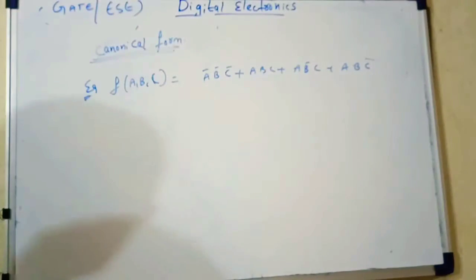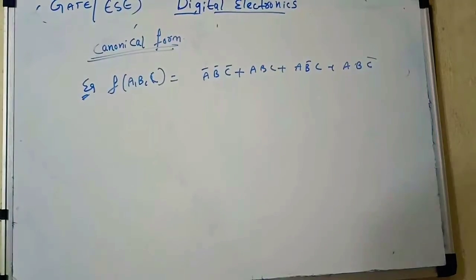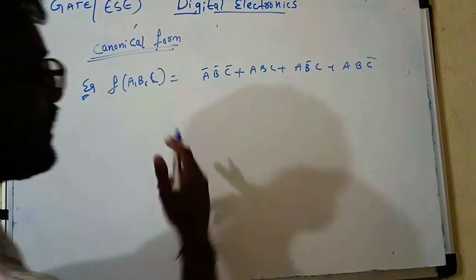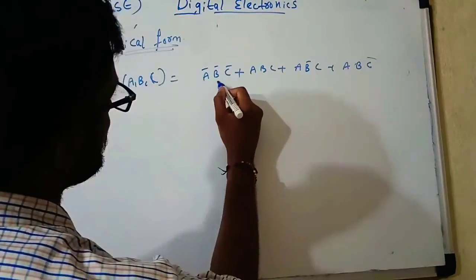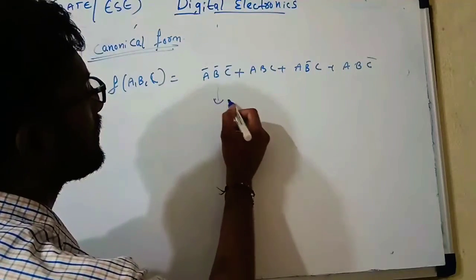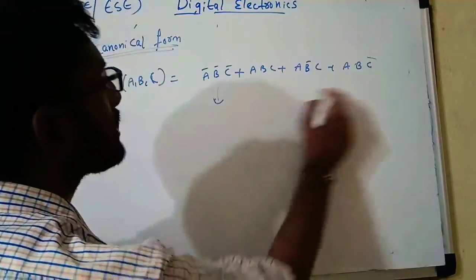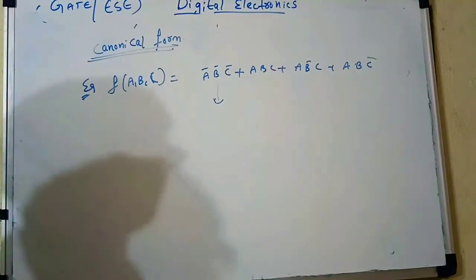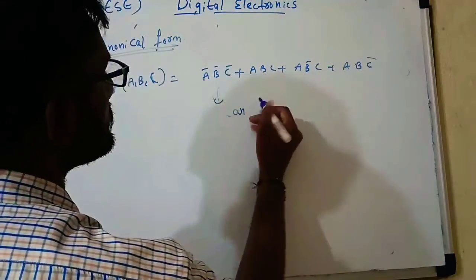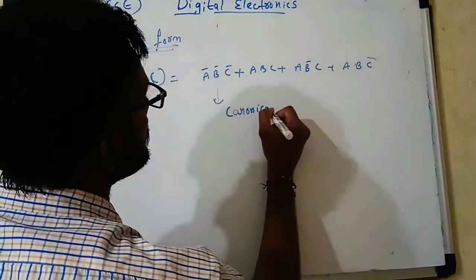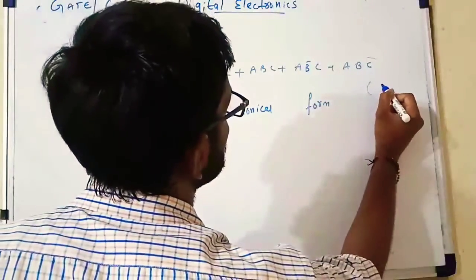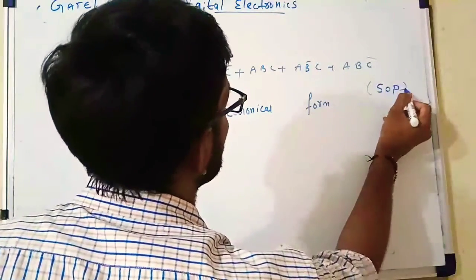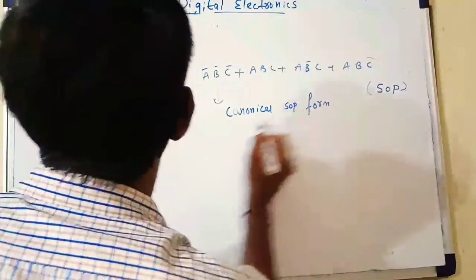Now this is a given expression. The given expression consists of 4 terms. In an expression, if all the terms are either min terms or max terms, then the form is said to be a canonical form. Here all these are product terms, and all the products are min terms because no literal is missing. So this is a canonical form. Also, this is a sum of products, so this is known as canonical SOP form.